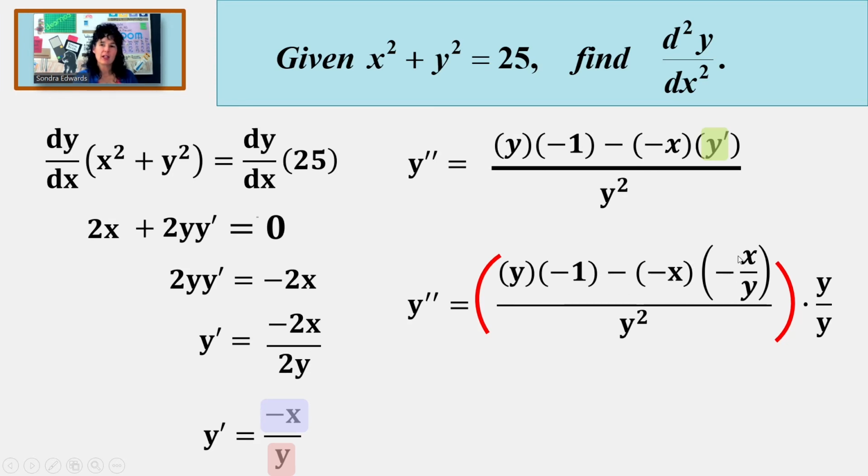So if you have negative x squared over y multiplied by y, the y's cancel, and then we end up with just the negative x squared. And then in the denominator, y times y squared, all over y to the third. So your final answer for y double prime should only have x's and y's in it. If you have a y prime in that final answer that your y double prime is equal to, make a substitution to get rid of it and simplify.